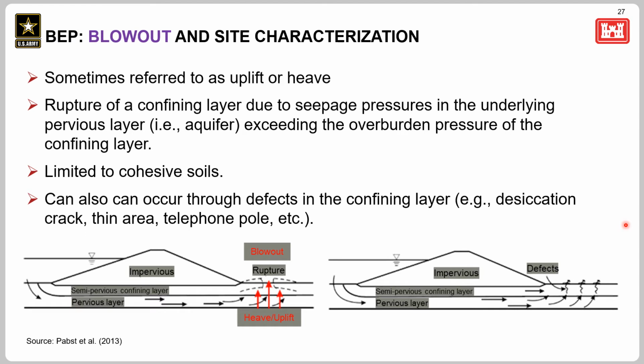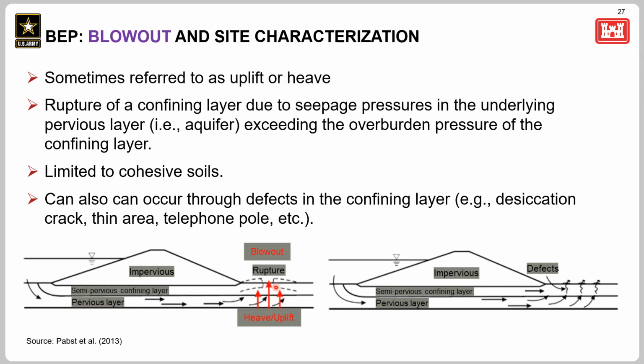BEP can also initiate at a point of blowout. Blowout is sometimes also referred to as uplift or heave. It's a bit of nuanced terminology, but generally uplift or heave of the underlying cohesionless material occurs simultaneously or immediately after blowout. Blowout is the rupture of a confining layer due to seepage pressures underneath that exceed the overburden pressure of the confining layer. So the seepage bursts through this confining layer.